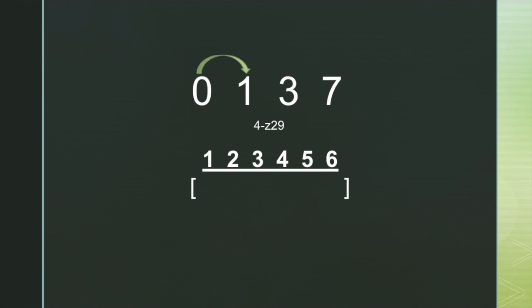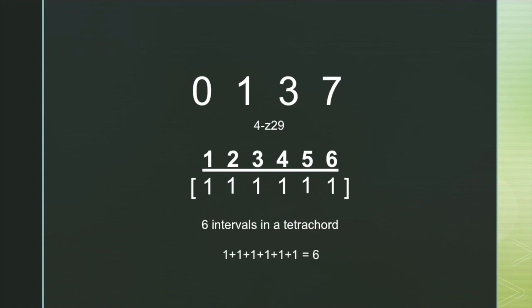Starting from the left, 0 to 1, IC1, 0 to 3, IC3, 0 to 7, IC5. Moving to 1, 1 to 3 is IC2, 1 to 7, IC6, and finally 3 to 7 is IC4. We can use our check step and sum our interval class vector to make sure that it sums to 6, since there are 6 intervals in any tetrachord.